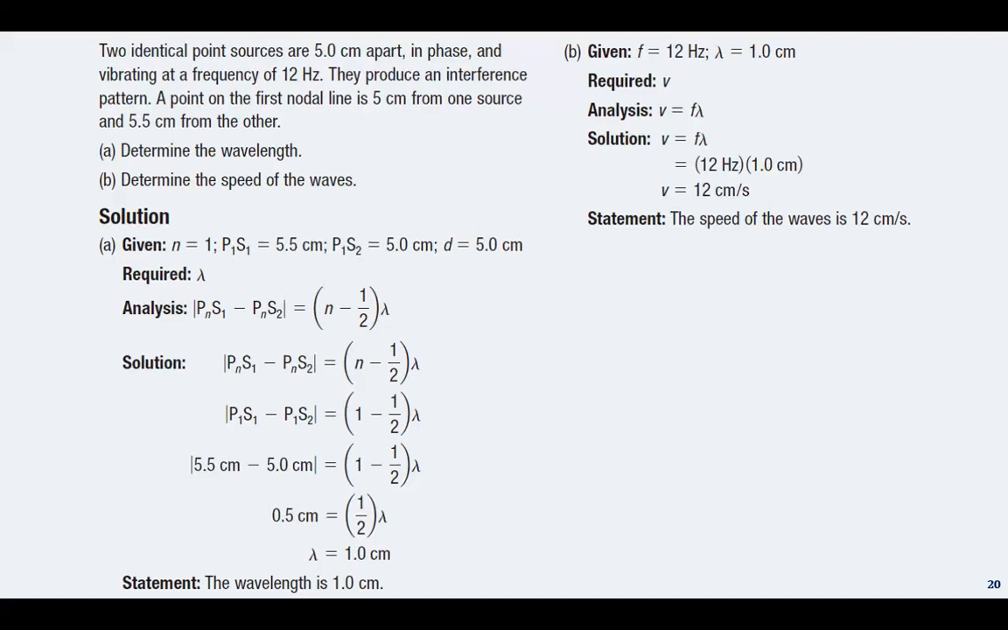And if you know the wavelength and also the frequency of the wave, then we can find its speed, right? Because for any wave, the speed equals lambda times f, which is 1.0 centimeter times 12 hertz, which gives us 12 centimeters per second. So the speed of the wave is 12 centimeters per second.